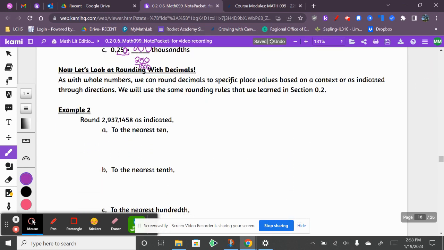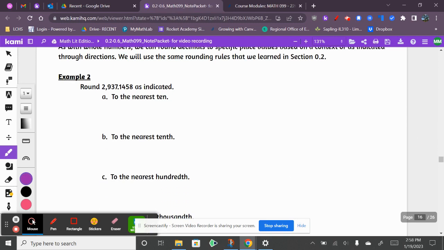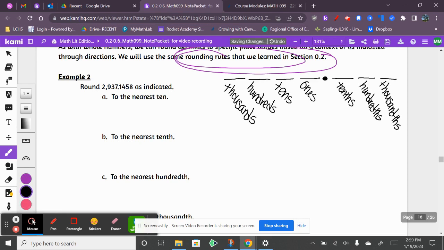So if we look now at rounding decimals, what we just learned will help us. I'm really quickly going to go ahead and copy down our place value chart at the top here so we have it for reference. We are also going to use those same rules that we used for section 0.2 for rounding. So those will not change. Okay, so we have our place values right there.